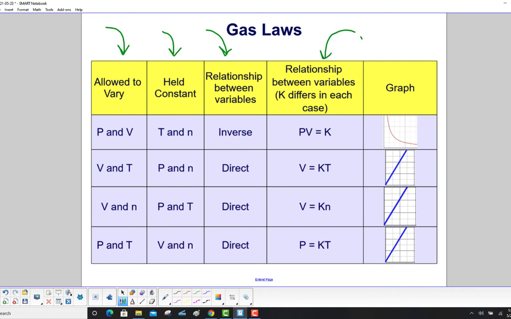This chart shows what we're allowing to vary, what's held constant, the relationship between the variables, then the relationship between the variables, where k differs in each case, and then a graph. So P and V are varying, T and n are constant, you have an inverse relationship, and PV equals k. And the graph looks like this guy over here, 1 over x graph. And we'll let you look at the other 3 lines and notice that the graphs for each of those are straight lines. So if you want to study this or write it down, please pause the video and move on when you're ready.